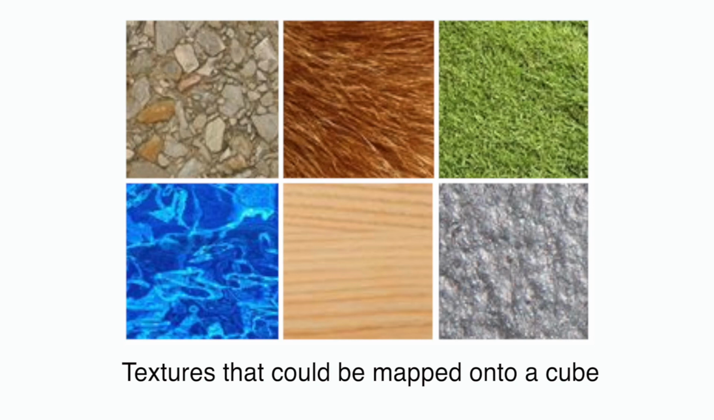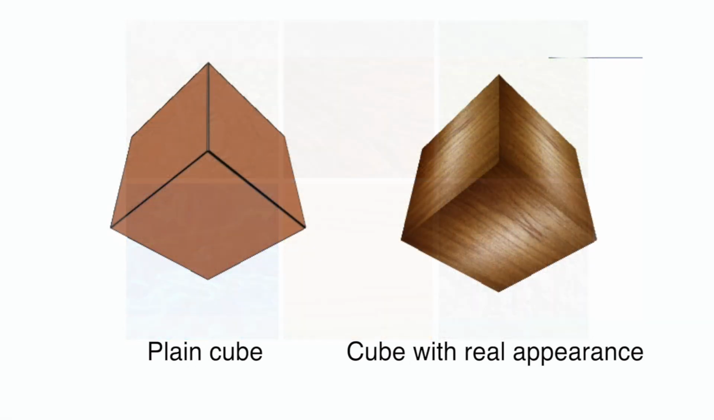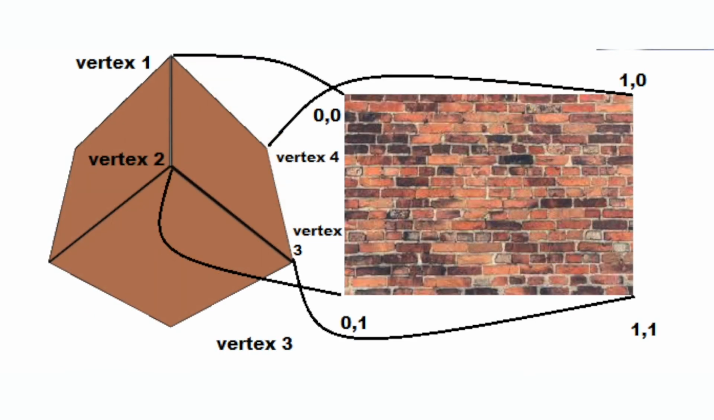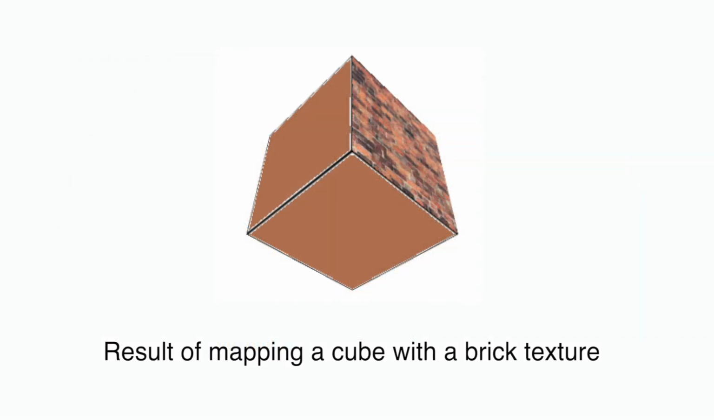To make a computer-drawn object appear real, we generally need to impose a texture on its surface. Here are two cubes, one that is simply colored brown and one that has a texture that lends an appearance of reality. In the book, we see how a brick image texture, for example, is mapped onto a cube. And here is the result of that mapping.